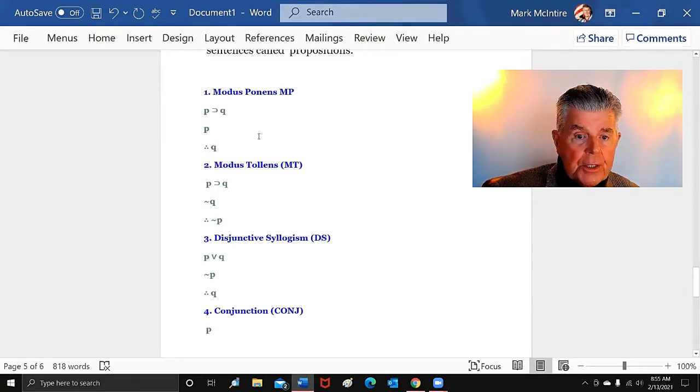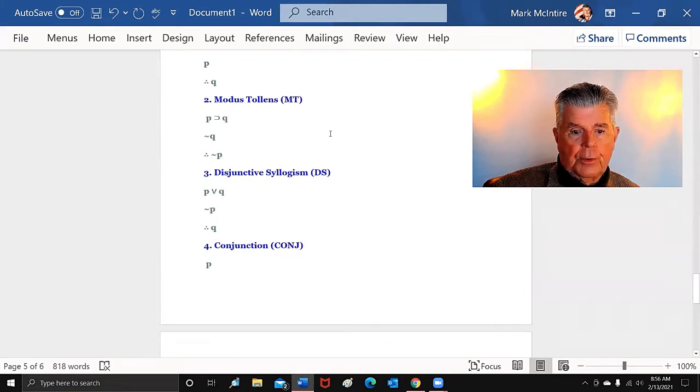So we have modus ponens. If P is the case, then Q is the case. That's premise 1. Premise 2, P is the case, therefore Q is the case. That makes natural sense to us. Modus tollens also makes natural sense. If P is the case, then Q is the case, not Q. Therefore, not P.